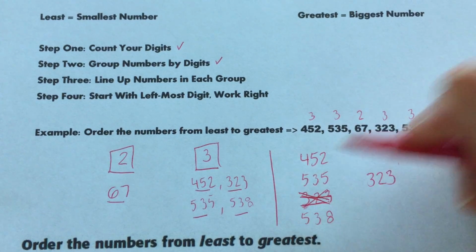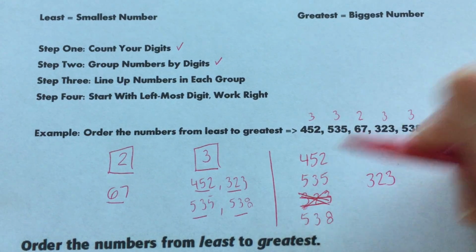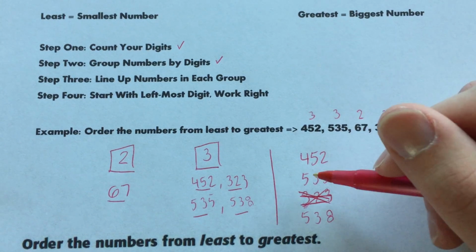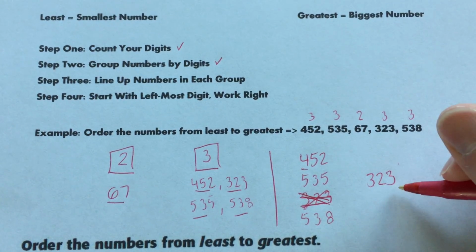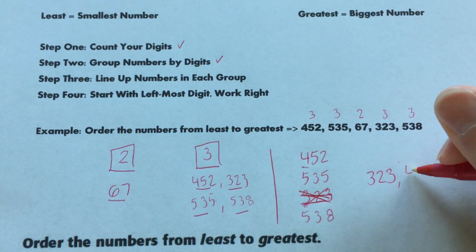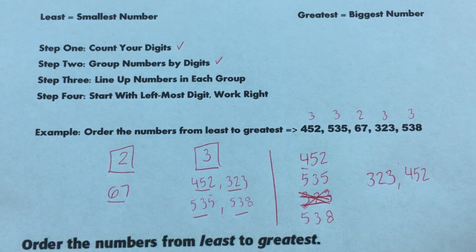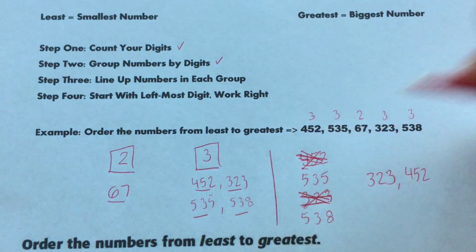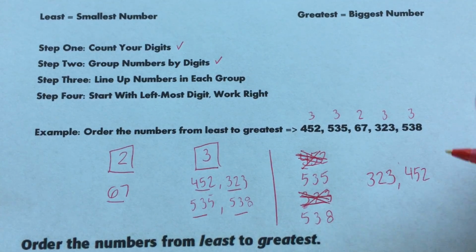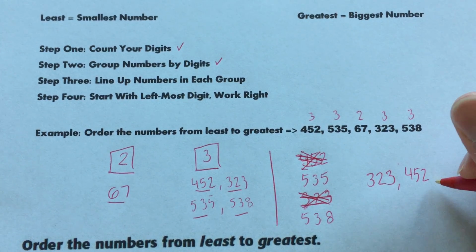Then we can compare the other 3. We have a 4, a 5, and a 5 in the hundreds place. Well, out of those 3 remaining, this 4 right here is the smallest one. So we're going to put 452 right over here. And then we don't need to worry about that anymore, because that one we know is after 323.